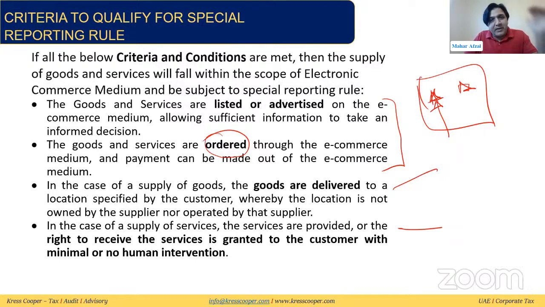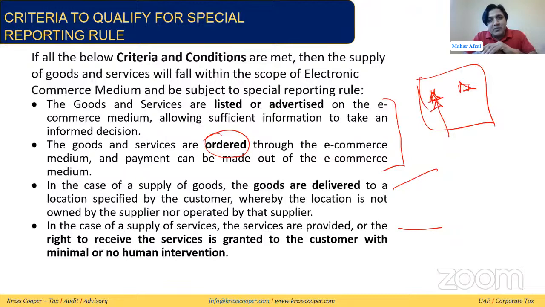And all these terms and conditions should be there. What is the discount? What are the terms and conditions, the delivery terms, the payment terms? All these conditions are there. So if the goods or the services are listed on the platform, and these goods and services can be ordered through the platform, it doesn't matter how the payment is being made. Third condition: if these are goods, these goods are being delivered at the address provided by the consumer. And if these are services, then the right to receive the services is being granted to the end user with minimal human intervention, then we can say these goods and services are being supplied through the e-commerce medium.